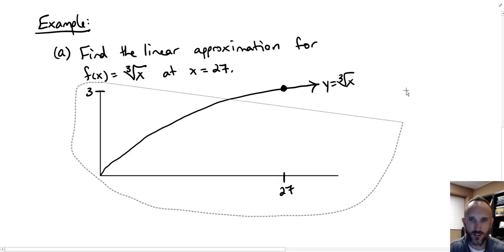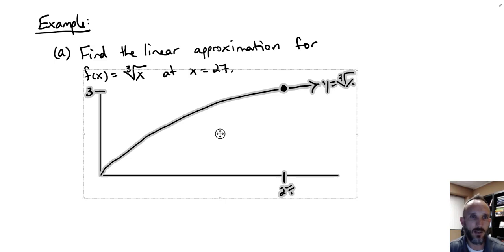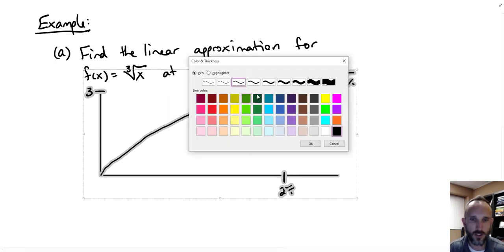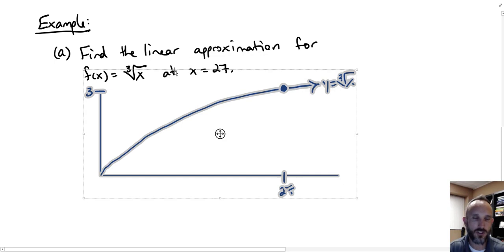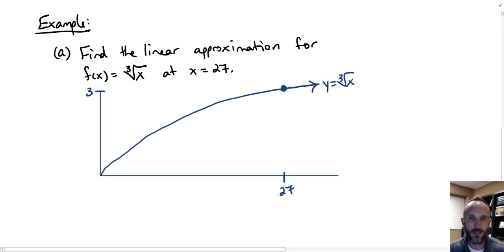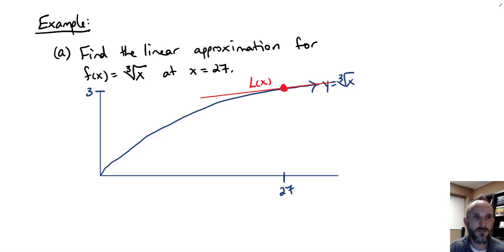I meant to change colors here. Let me do that real quick. I always like to write my original problem in one color and all of my work in a different color, so I can tell where the question ends and my work begins. All right, so what we're looking for here is the tangent line to this curve at this point. I'll try to draw it basically something like this. There's our tangent line at this point. What we're trying to do is find this L of x formula. So what we need to find L of x is our slope.